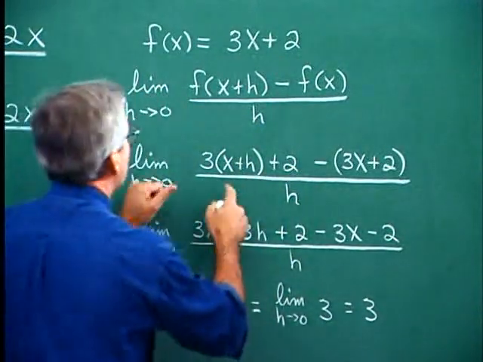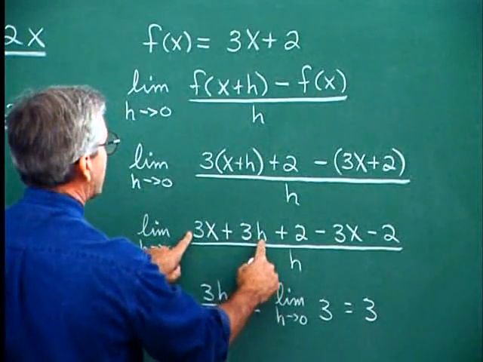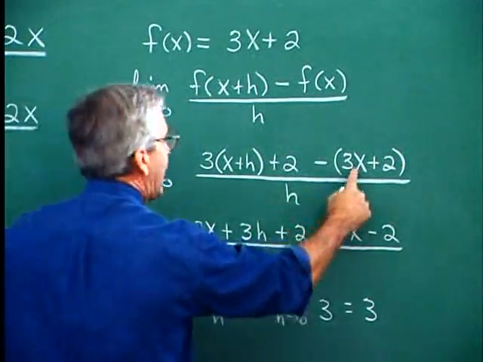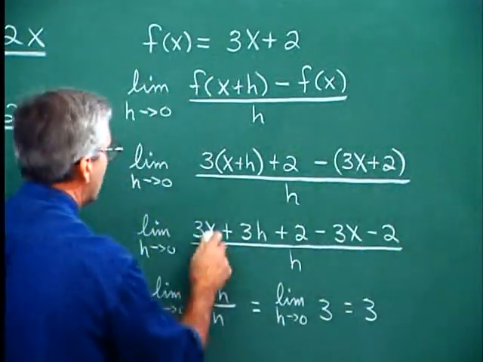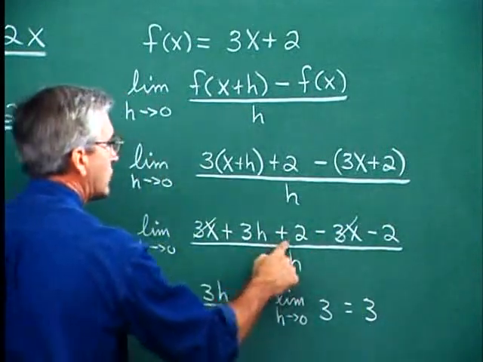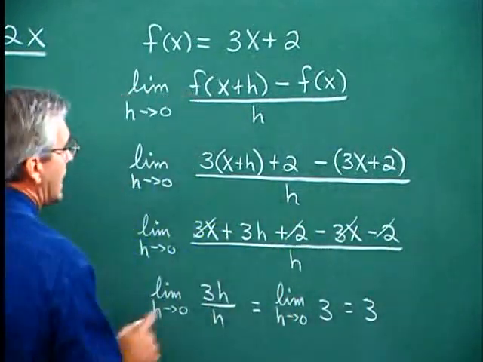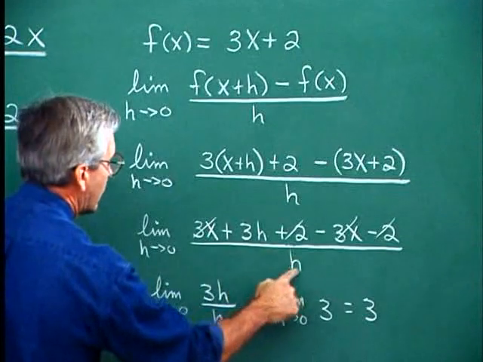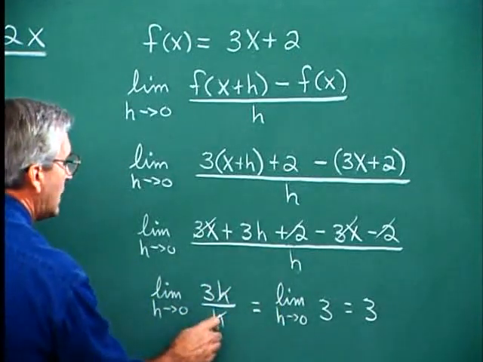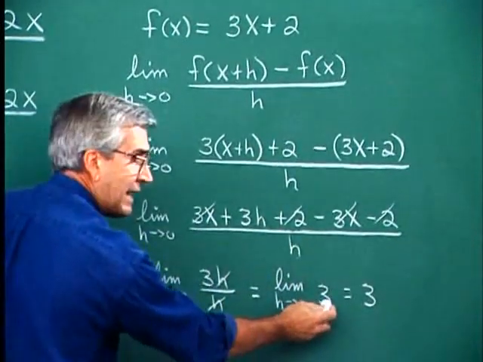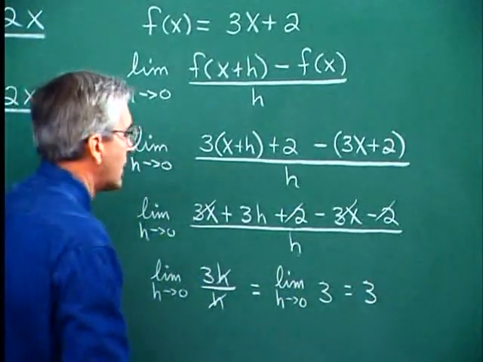All right, at any rate, 3 times x plus h, 3x plus 3h, bring down the 2, minus 3x minus 2, then 3x minus 3x go out, 2 minus 2 go out, and again, we have a nice happy situation with 3h over h. The h's cancel, so we have the limit of a constant, which gives us the constant 3.